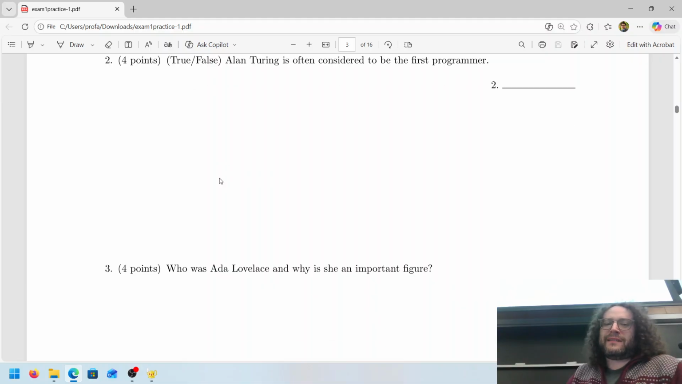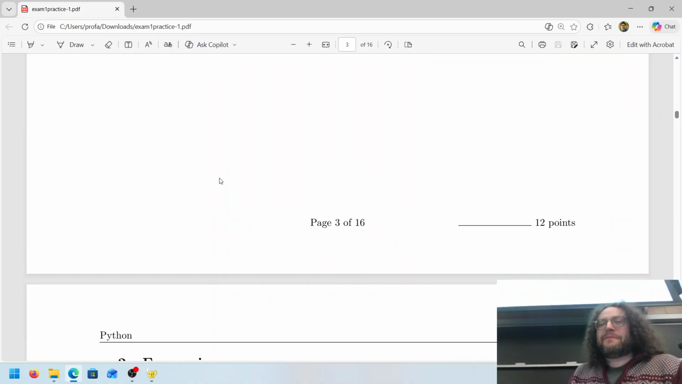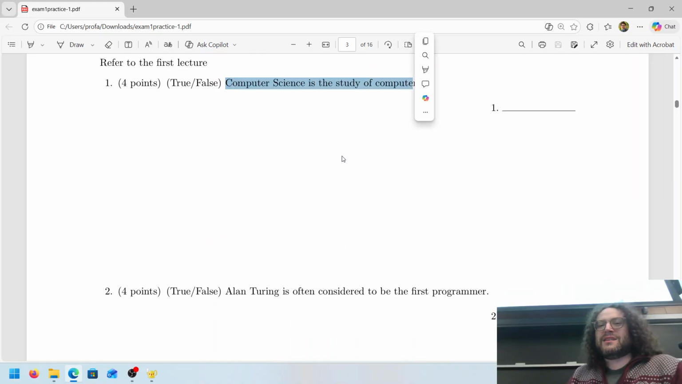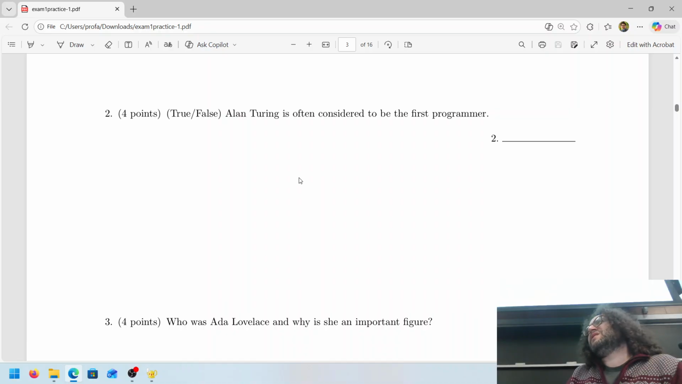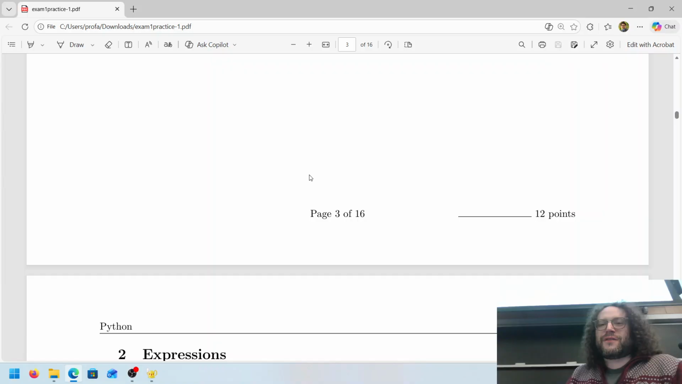Who is Ada Lovelace and why is she an important figure? Because she's the answer to the previous question. She's the one who's generally considered to be the first programmer. Okay. For this page, besides reviewing your answer for what is computer science, what are algorithms, and then I would study what you gave me as your answer for your first lab. That's a hint. So that's your first page on the exam.